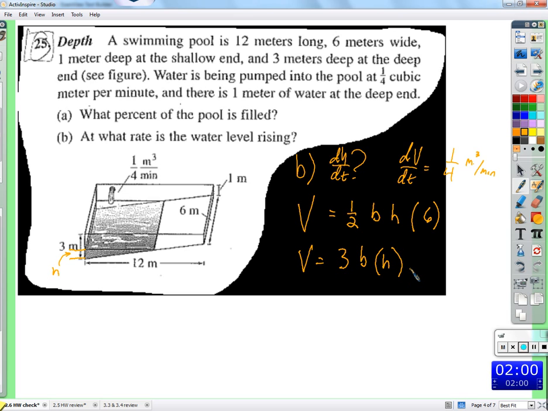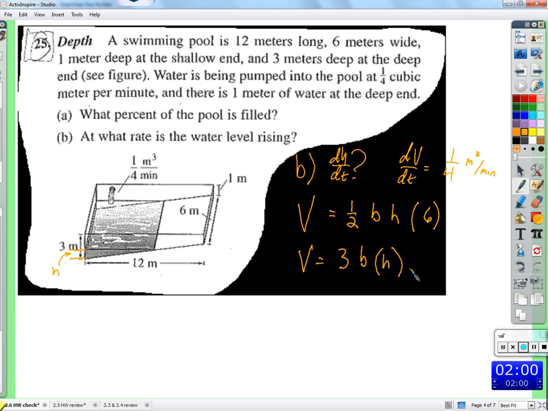But that's not all of it. That's just not the volume of the pool here. Which whole thing? The whole pool? Oh, of the whole pool. Do we care about the volume of the whole pool?